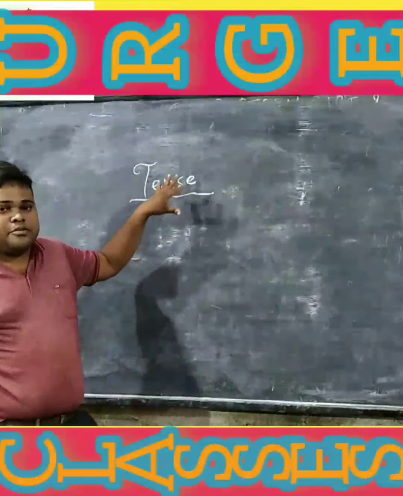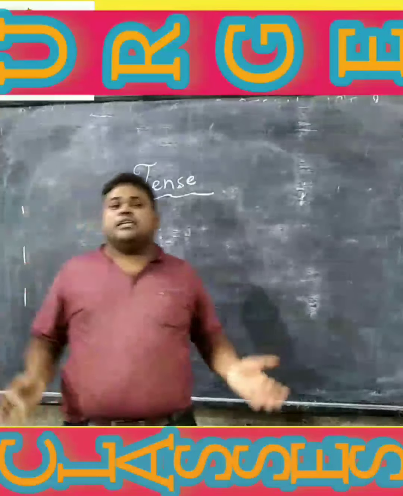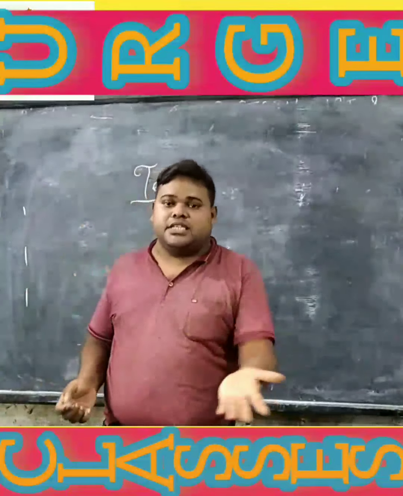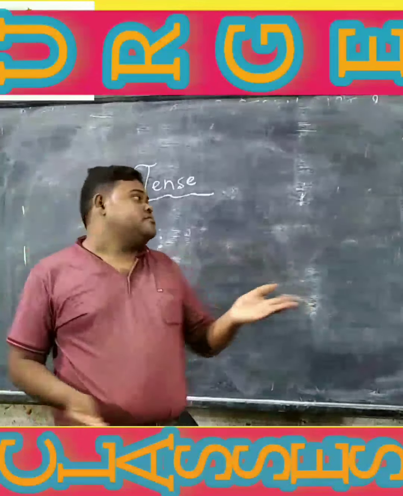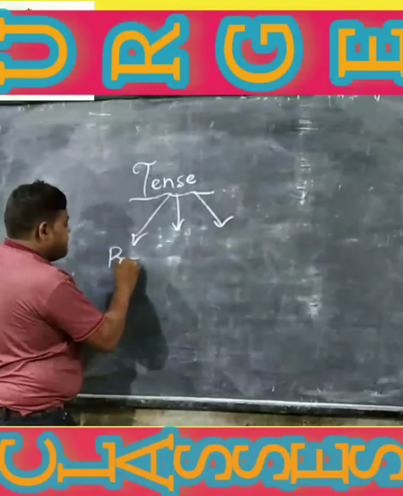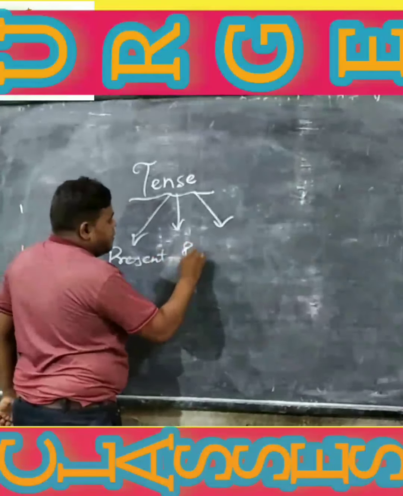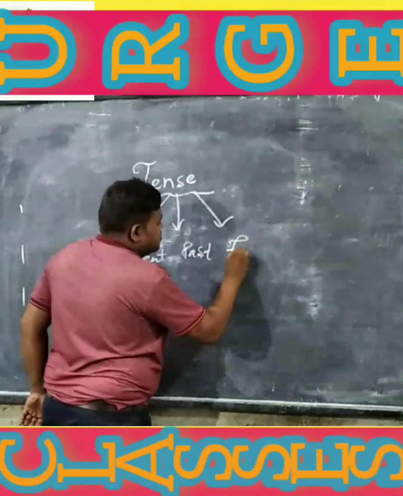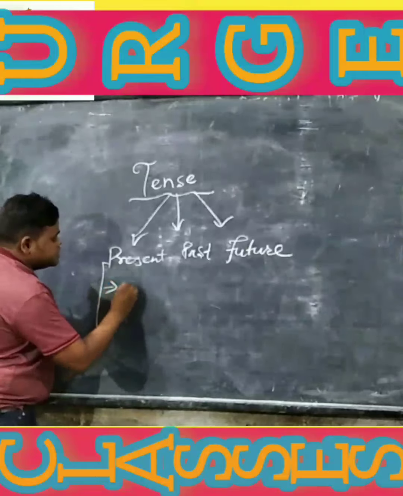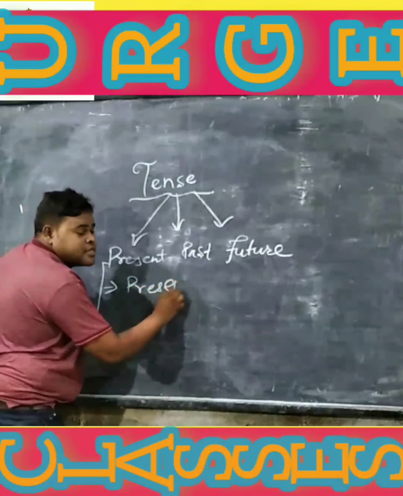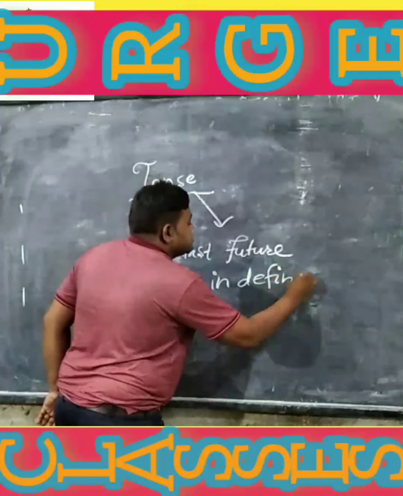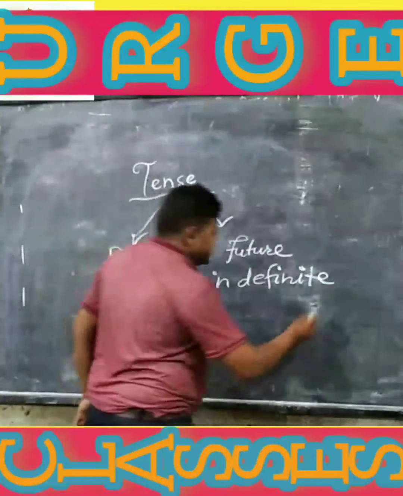So today my topic is tense. Generally I would like to recapitulate that there are three types of tense: present tense, past tense and future tense. Now, discussing the first part of tense, that is present indefinite, which is also known as simple present.